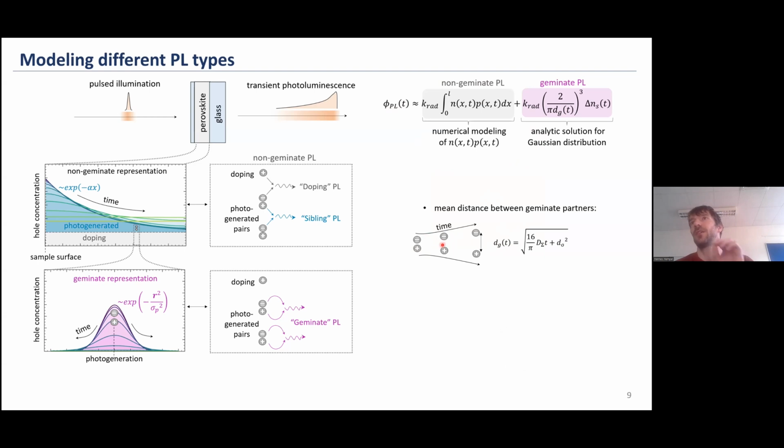And over time, they will separate. They will move away from each other, and that will quench your geminate PL. And this distance here is controlled by the diffusion coefficient, and this diffusion coefficient is the sum of the electron and the hole diffusion coefficient. So this can be modeled very nicely, simply, analytically.